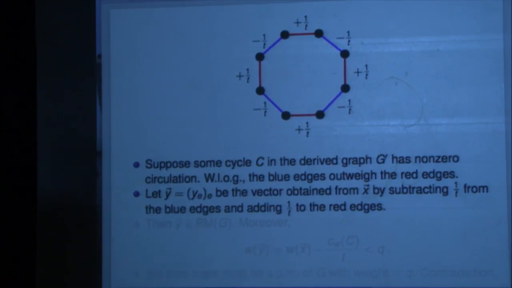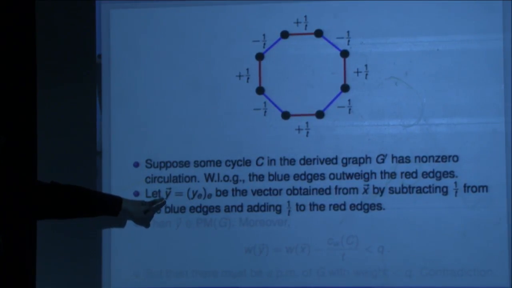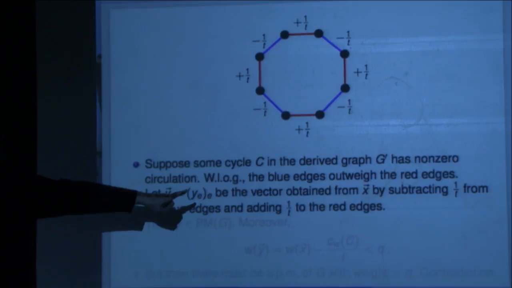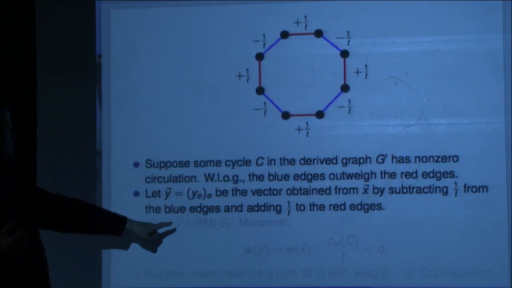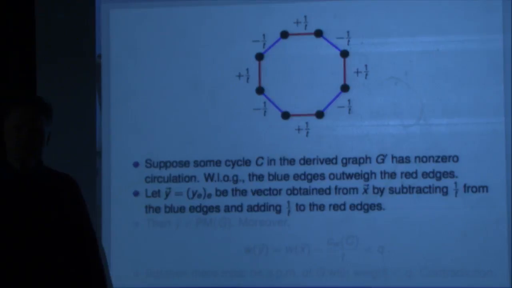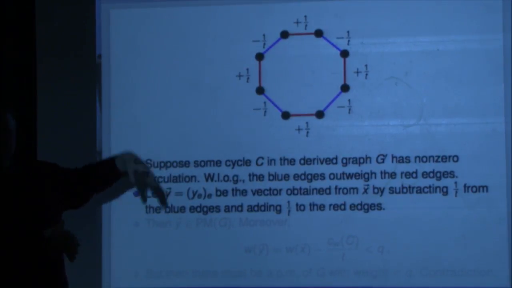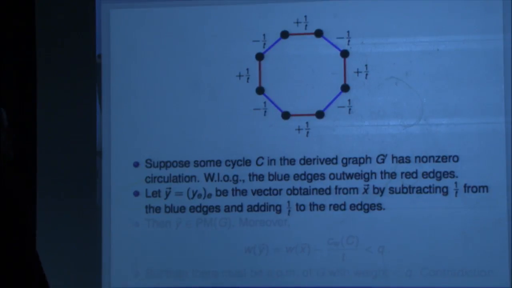So here's what I'm going to do. I'm going to define a new vector, y, and it's going to be obtained from x by subtracting 1 over t from the blue edges and adding 1 over t to the red edges. On all the other edges, the entries of y are going to be the same as the entries of x. So the claim is that y is still in the perfect matching polytope.